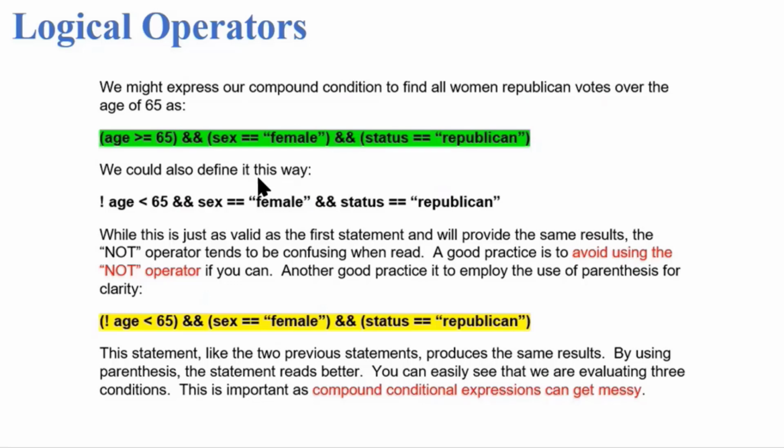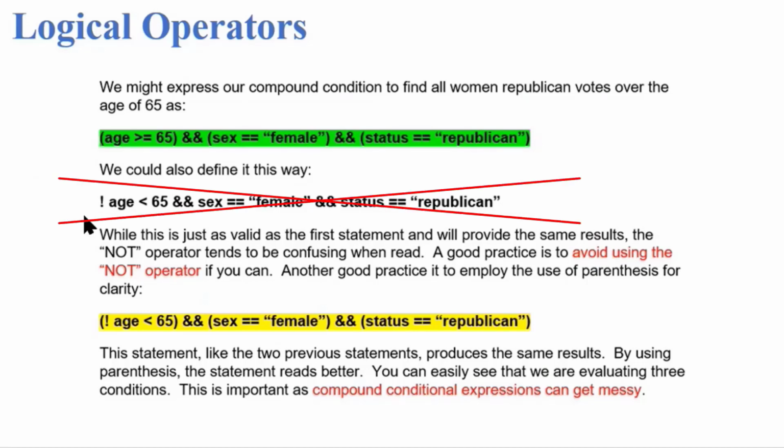But you can also define it this way: not age less than 65, and sex is set equal to female, and status equal to Republican. There's no parentheses here, and that not thing, not less than 65, it's a little bit more confusing to read it this way. So you kind of want to work with the top one more like that. That not operator is just a nasty guy. Well, this is just as valid as the first statement and provides the same result.